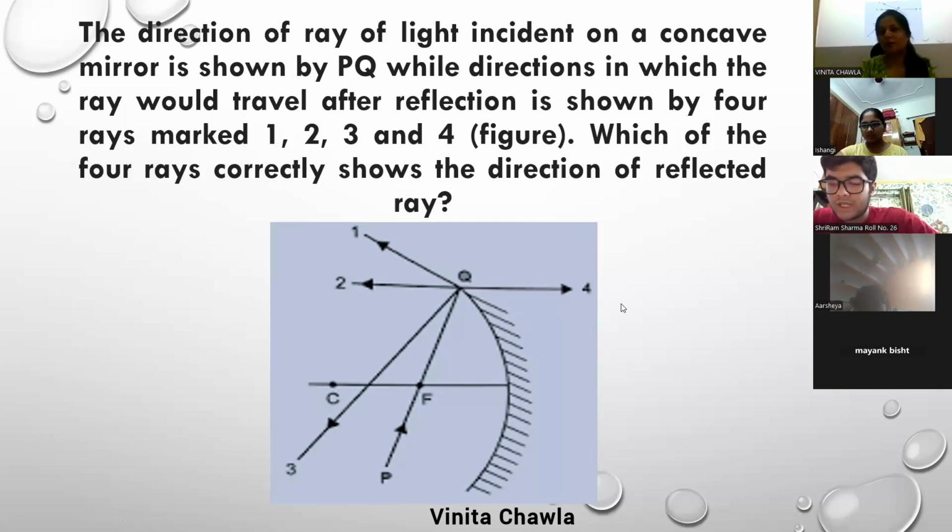Ma'am, in my opinion it should be 2. Network issue is coming. Sorry beta, what did you say, Ram? Ma'am, I am saying that the answer in this question should be 2, because we know that when light passes through the focus and strikes the concave mirror, it becomes parallel to the principal axis. Yes. Okay, what do you think, Ishangi? Ma'am, 2 only, because this is the incident ray and this ray is passing through the focus. We can see this ray is passing through the focus, so it will become parallel to the principal axis after reflection from the mirror. So this is the correct answer. Okay.